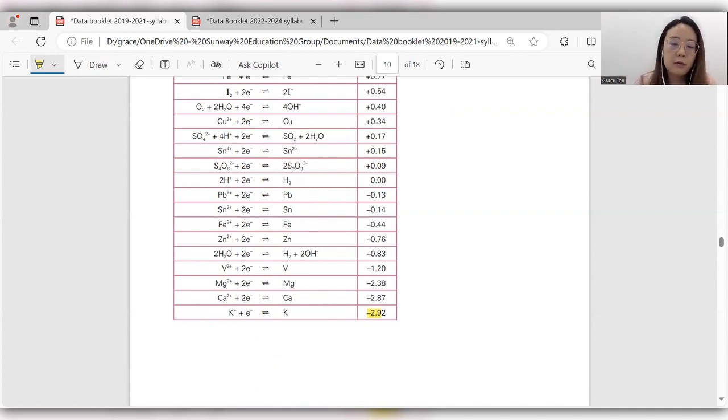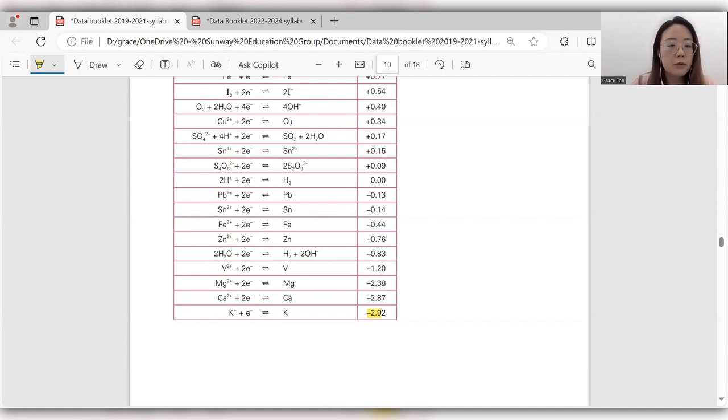For you all who are watching the video and would like to do your past year questions, you actually can use the 2019 to 2021 for your exercise. But in your actual exam or in your trial or mock exam, the question setter will extract only relevant and perhaps some other E values for the question itself for you to use.